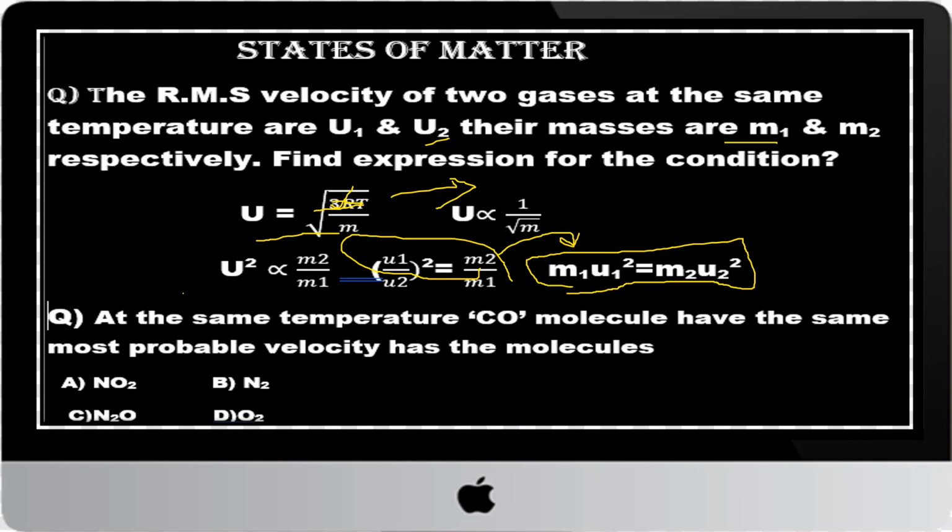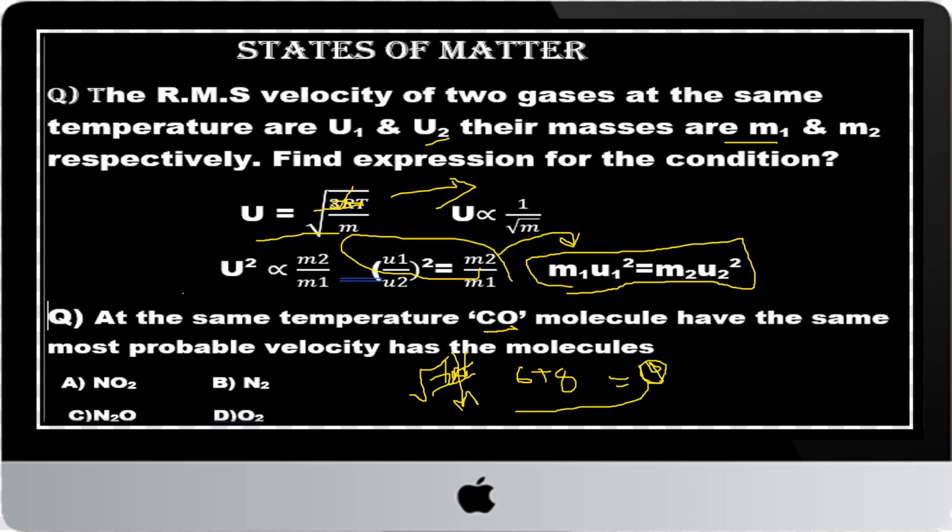Most probable velocity: we know the formula, root over 2RT by m. They have given the same temperature. R is the same, 2 is the same. It's simply inversely proportional to m. So CO has a molecular weight similar to which gas? Carbon we have 6, plus oxygen we have 8. Then it's 14.